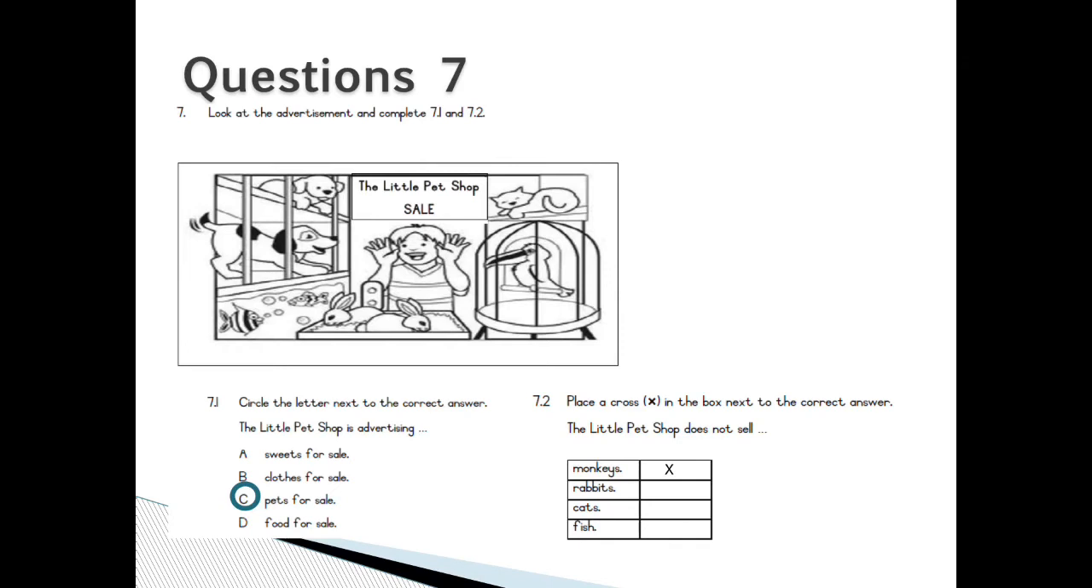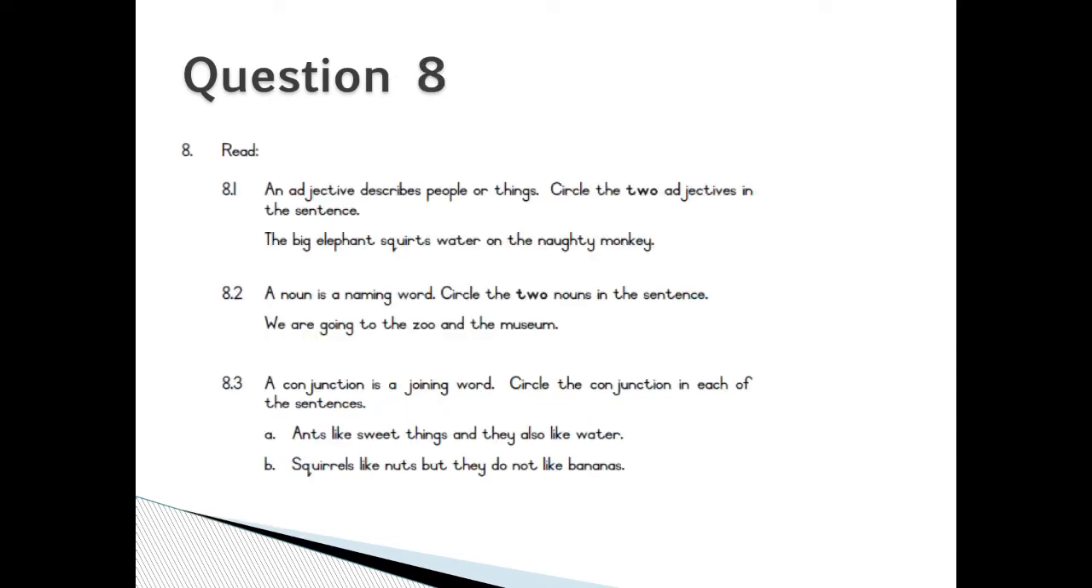7.2. The correct answer is the little pet shop does not sell monkeys. Question 8. Read 8.1. An adjective describes people or things. Circle the two adjectives in the sentence. The big elephant squirts water on the naughty monkey.